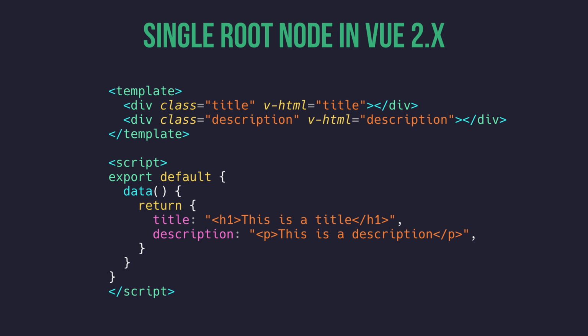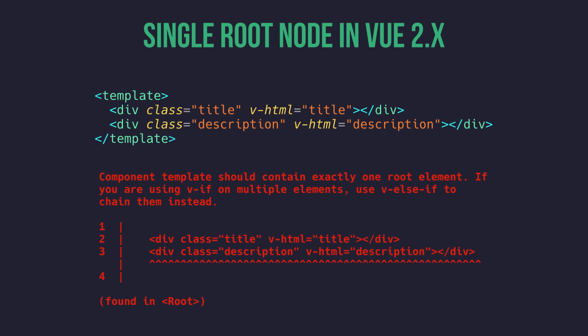Then you realize that you also wanted to add a description to it. I'm sure we've all done something like this. I have a description now. I place that description element below my title. And if I go ahead and run this, what do you think would happen in 2.x? If you said you're going to get an error, then you would be correct. The error that you're going to get is that a component template should contain exactly one root element.